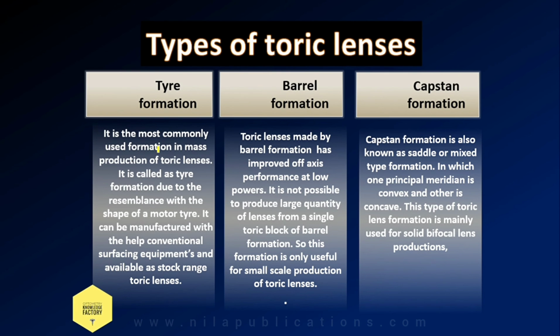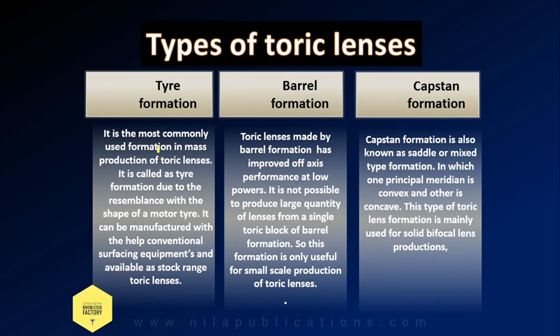Then the second one, barrel formation. A toric lens made by barrel formation has improved off-axis performance at low power. It is not possible to produce a large quantity of lenses from a single toric block of barrel formation. So, this formation is only useful for small scale production of toric lenses.